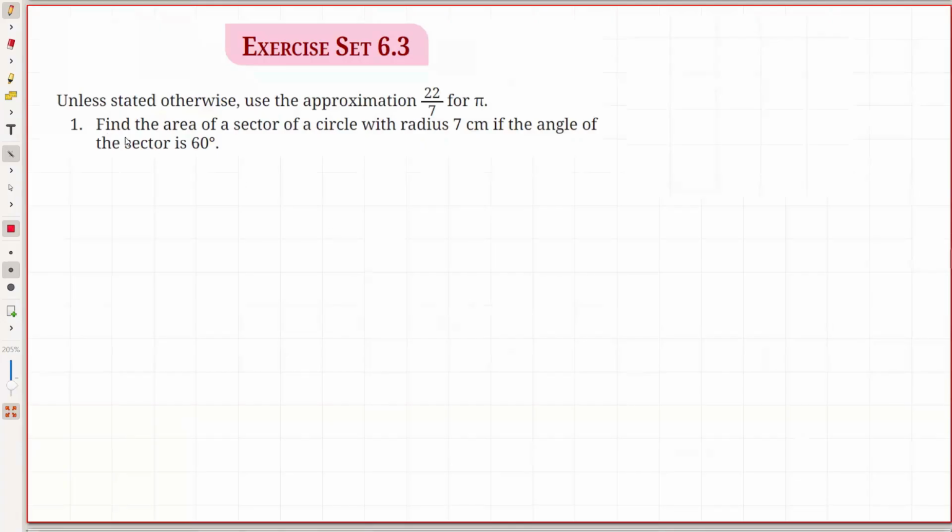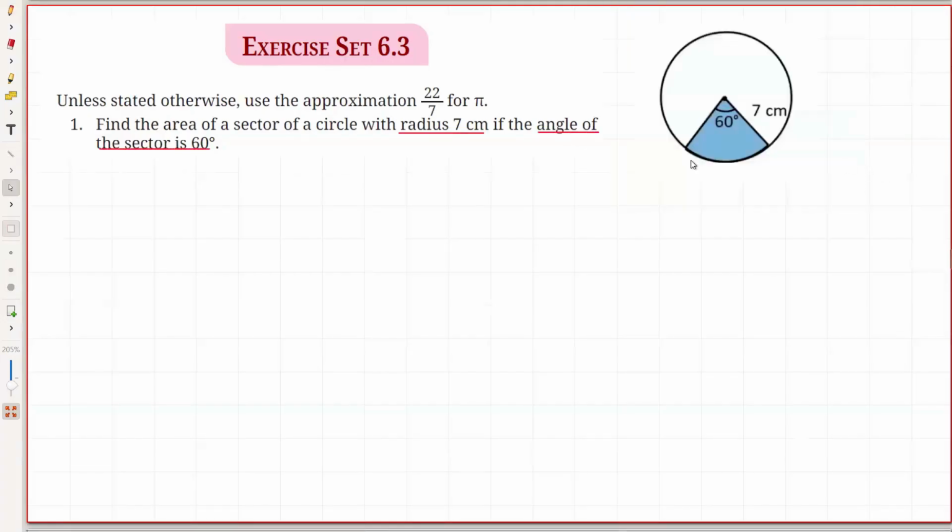Now the first question. Find the area of the sector of a circle whose radius is 7 centimeter, if the angle of the sector is 60 degree. So the radius is 7 centimeter and the angle of the sector is 60 degree. For our understanding, we can draw the diagram: a circle, radius 7 centimeter, angle 60 degree. They are asking the area of the sector.